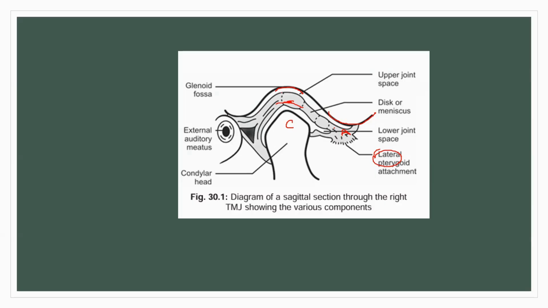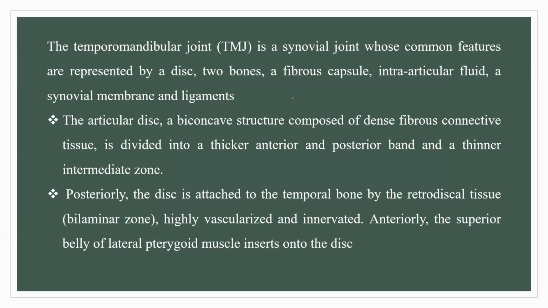And one more thing, the joint space is divided into the superior joint cavity over here, and I'll show you, the superior joint space and the inferior joint space. Those are two more things that you will have to keep in mind. So TMJ is a synovial joint whose common features are represented by a disc. We have seen the articular disc, the bones, that is your condyle and your temporal bone, the fibrous capsule, intra-articular fluid, that is the fluid present in the superior and inferior joint cavity, a synovial membrane, and the ligaments, that is your capsular and the collateral ligaments.